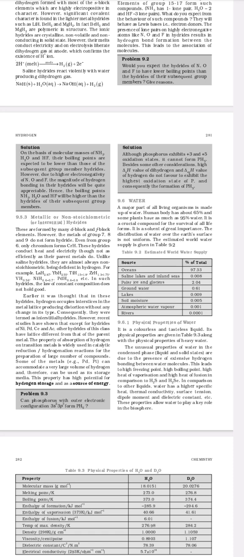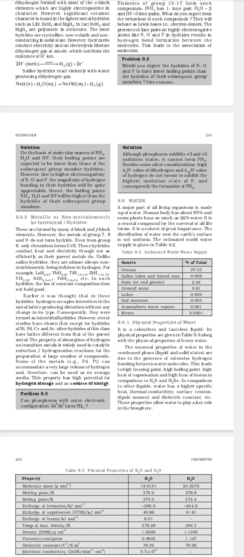The law of constant composition does not hold good in such hydrides. Earlier, it was thought that in these hydrides, hydrogen occupies interstitials in the metal lattice, producing distortion without any change in its type. Consequently, they were termed as interstitial hydrides. However, recent studies have shown that except for hydrides of nickel, palladium, cerium, and actinium, other hydrides of this class have lattice different from that of parent metal.